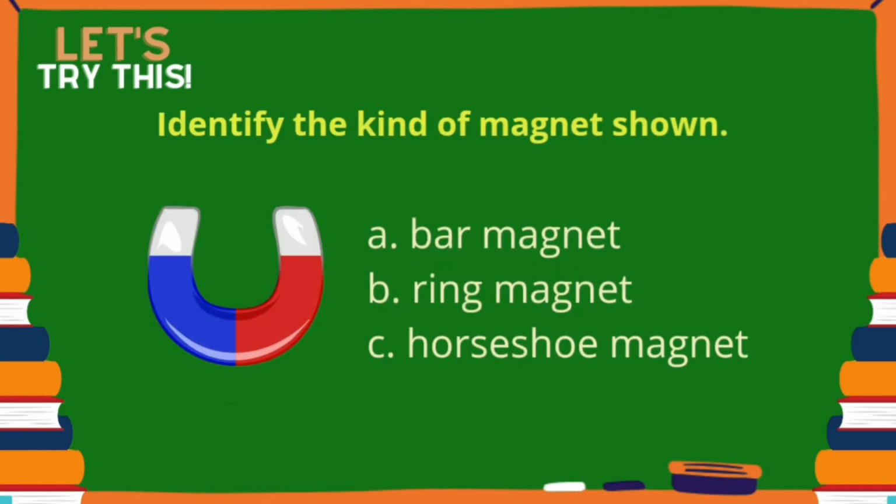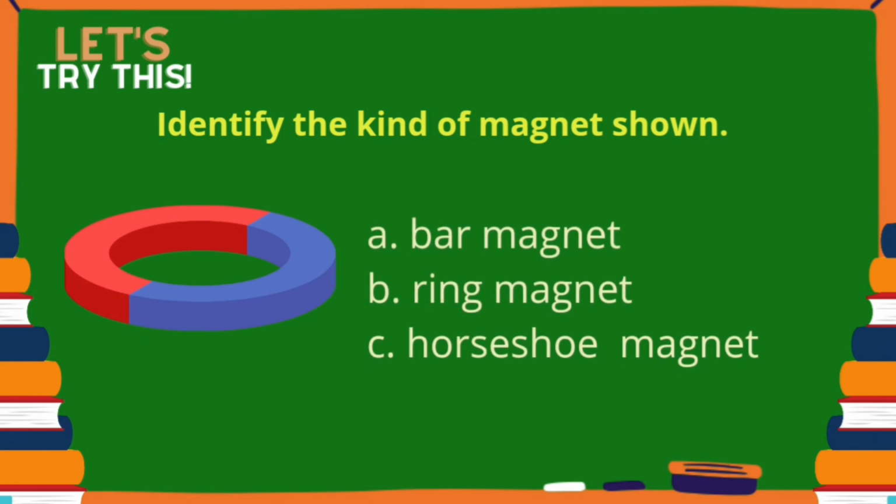Next activity, identify the kind of magnet shown. Write the letter of your answer on your notebook. What kind of magnet is shown? A. Bar magnet. B. Ring magnet. C. Horseshoe magnet. Correct. It is a horseshoe magnet. Next, what kind of magnet is shown? A. Bar magnet. B. Ring magnet. C. Horseshoe magnet. Very good. It is a ring magnet.